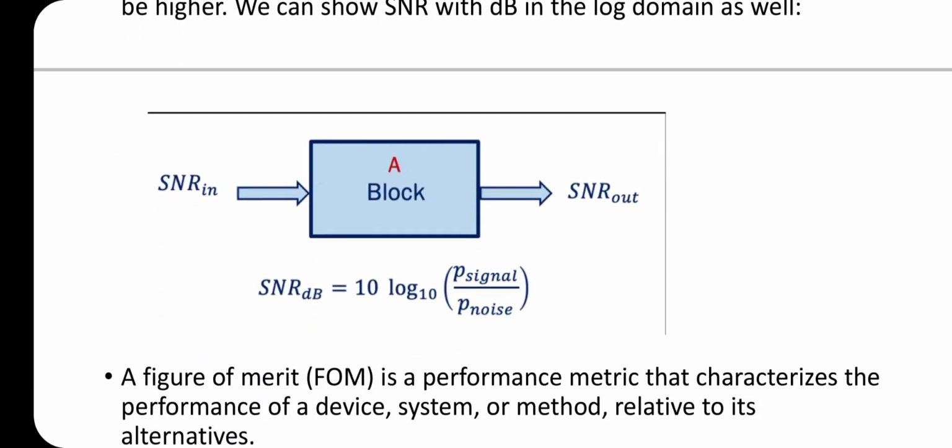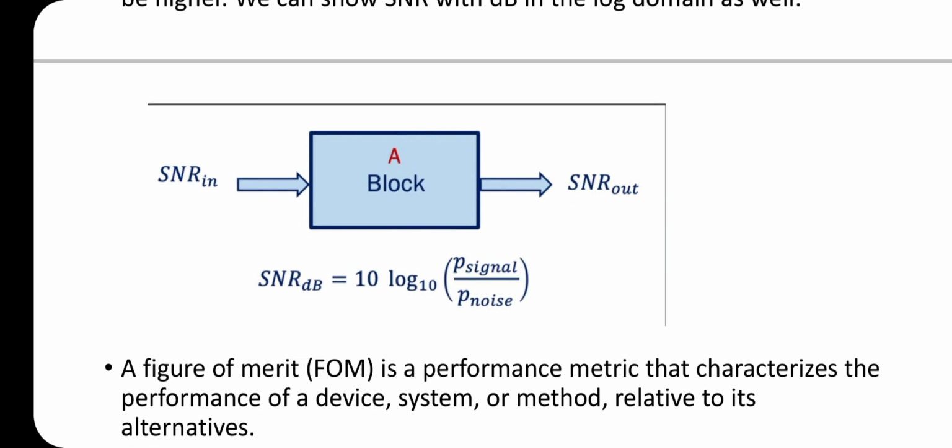In block A, SNR in is the input signal to noise ratio and SNR out is the signal to noise ratio output. Therefore, SNR dB equals 10 log 10 of power of signal divided by power of noise.